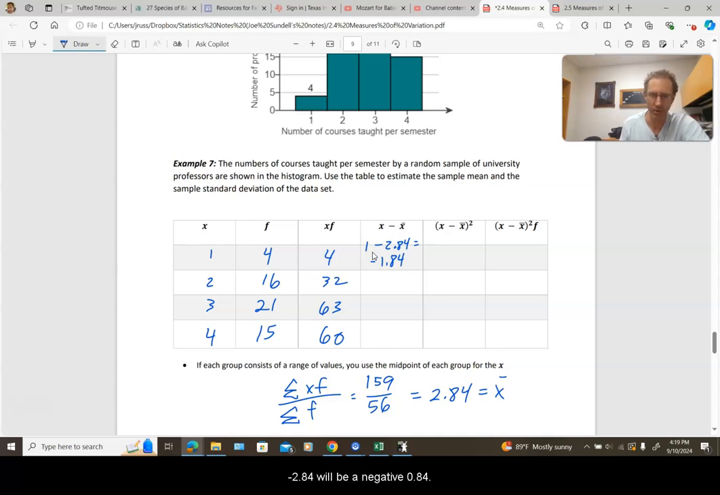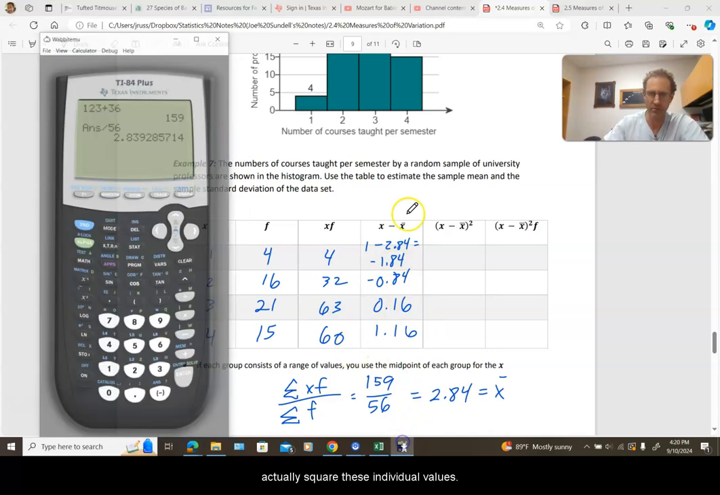2 minus 2.84 will be a negative 0.84. And then 3 minus 2.84 will be 0.16. And 4 minus 2.84 will be 1.16. Okay. So now what we need to do is actually square these individual values.